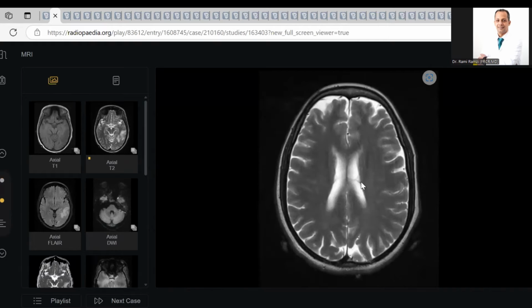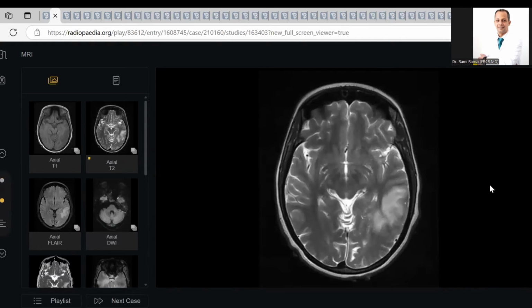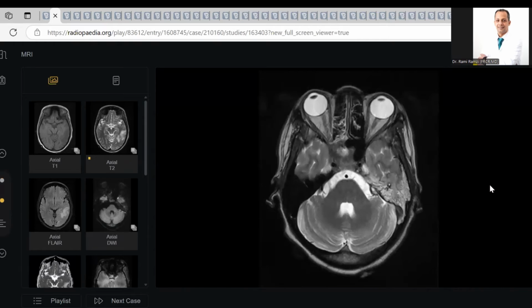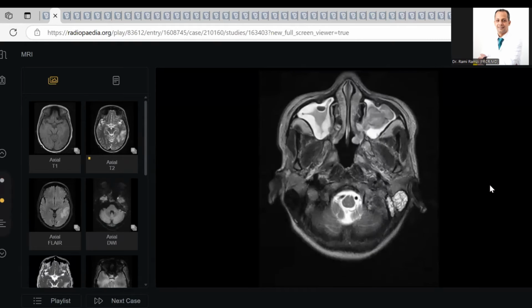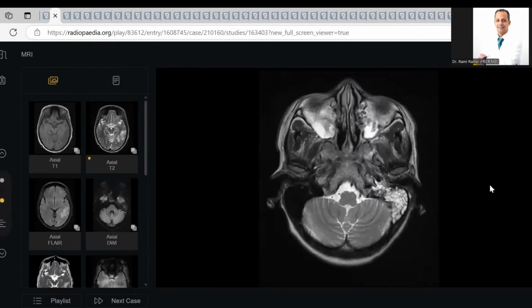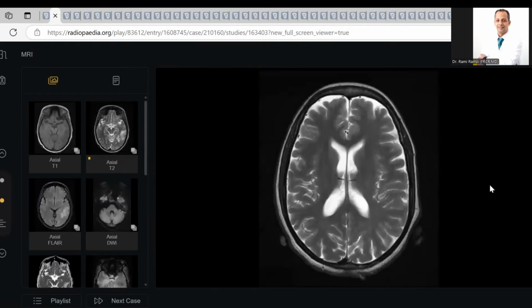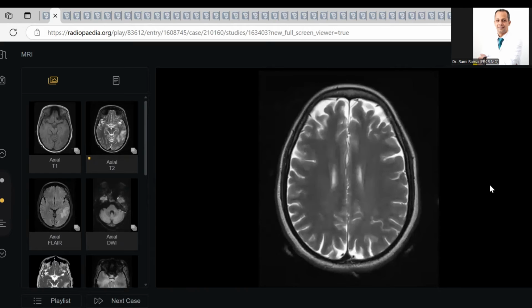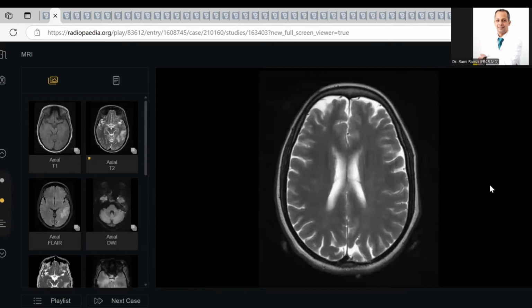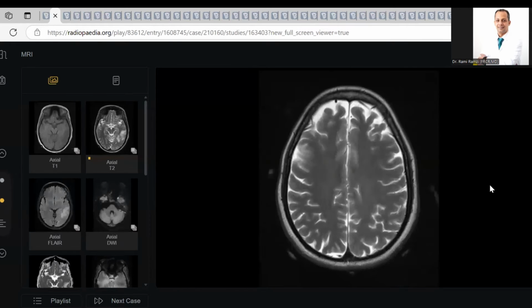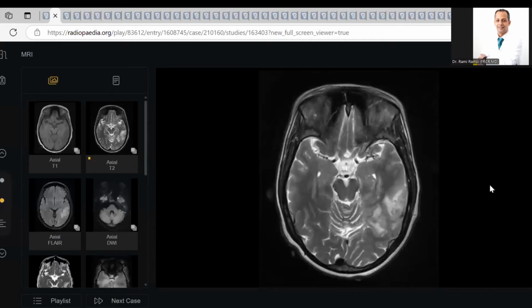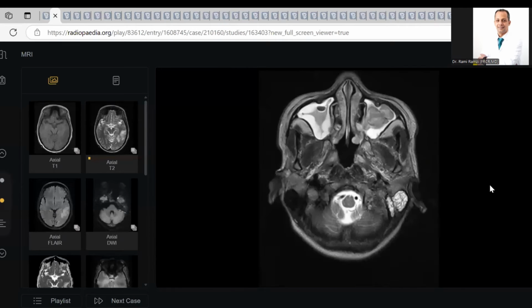I have been provided with axial T2 weighted images of the brain. Here I can see evidence of hyperintense signals within the left temporal lobe, and also within the left mastoid air cells. There is mild adjacent edema noted. The rest of the brain parenchyma appears unremarkable. I would like to see the DWI and ADC images in this patient to see if there is any evidence of diffusion restriction.